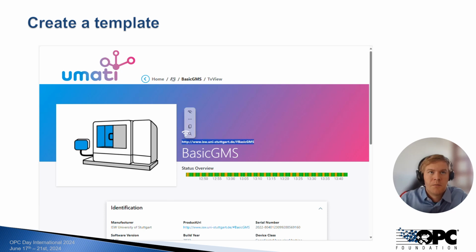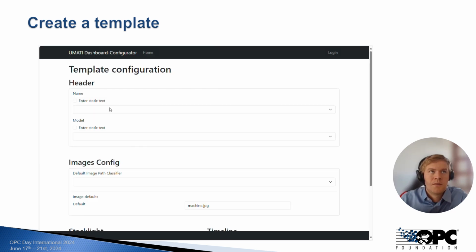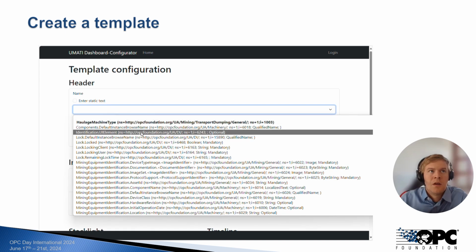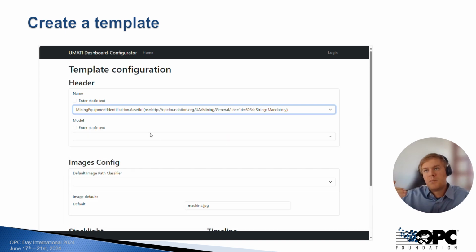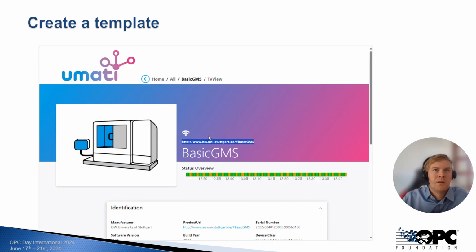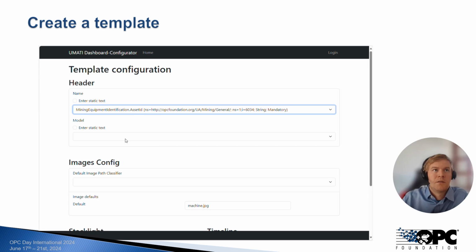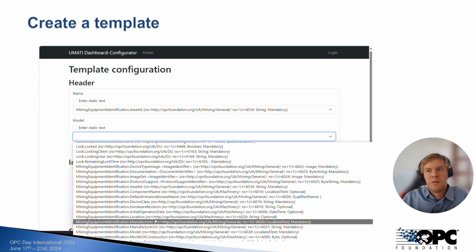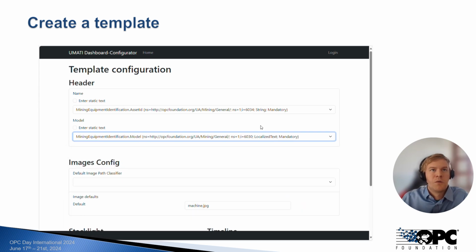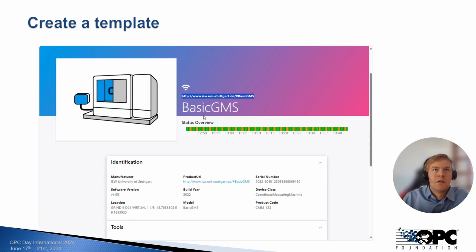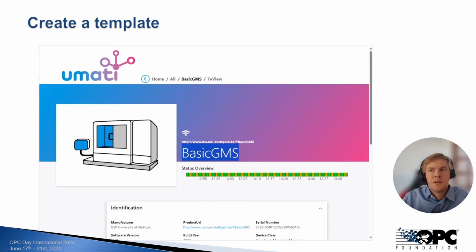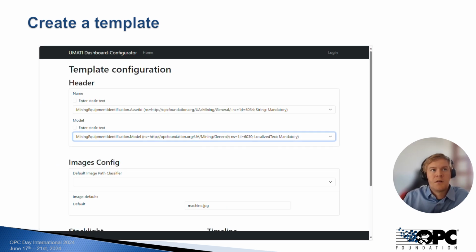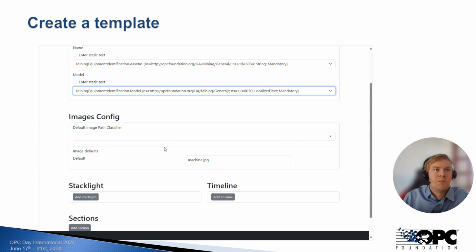And create our template. And here we see two points of the header, the name and the model. And this is the part we've seen here before. For the name, we select asset ID, which is the smaller part here in our video. And the model is the bigger one, and therefore we also use the model of the device integration. So there are two properties seen here, which are not basic GMS, which should now be our asset ID and model.